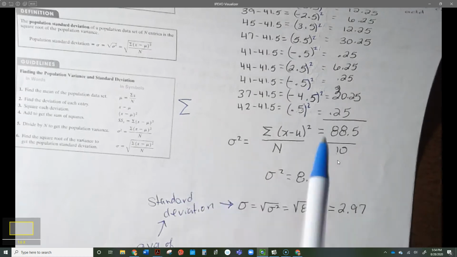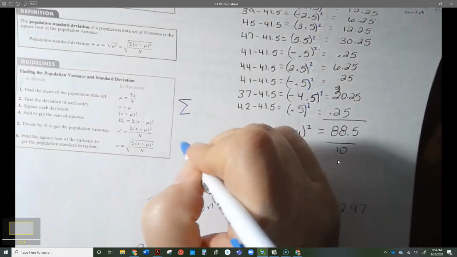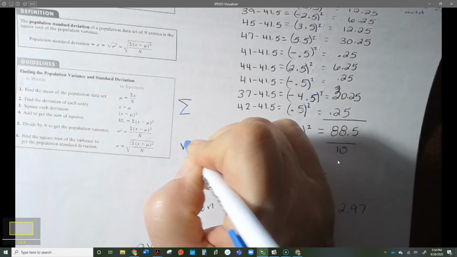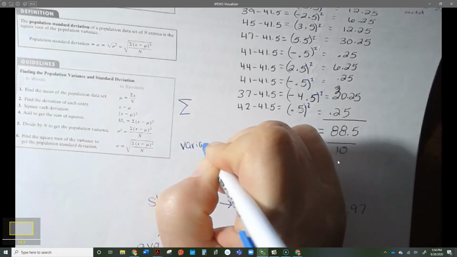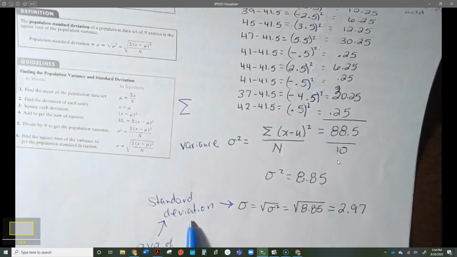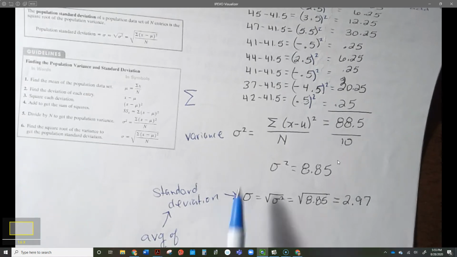And this number right here, sigma squared, this is variance, population variance, and then this is standard deviation for the population. And I will talk more about that in the next video because I feel like I've been talking 100 hours. So I'm going to stop.